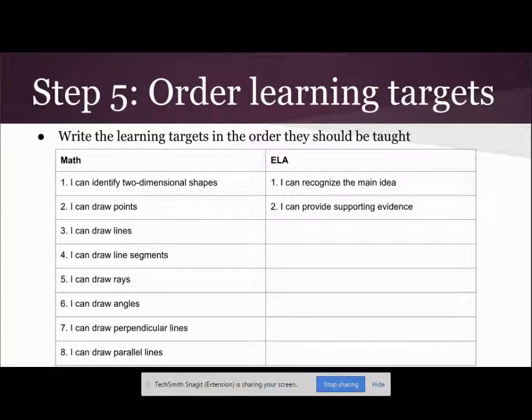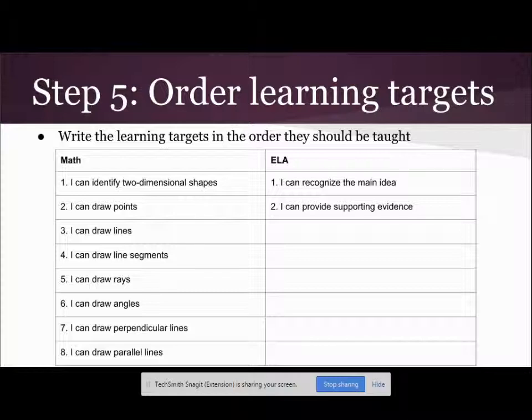So step 5 is to then order the learning targets. You then look at the learning targets that you wrote in student-friendly language with I can statements, and you determine the order they should be taught. This will be based on your professional knowledge of the concepts that you teach.